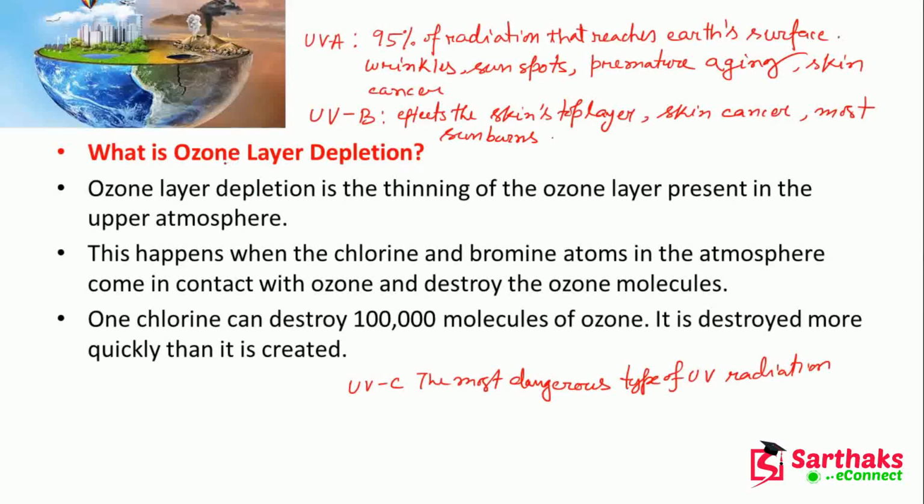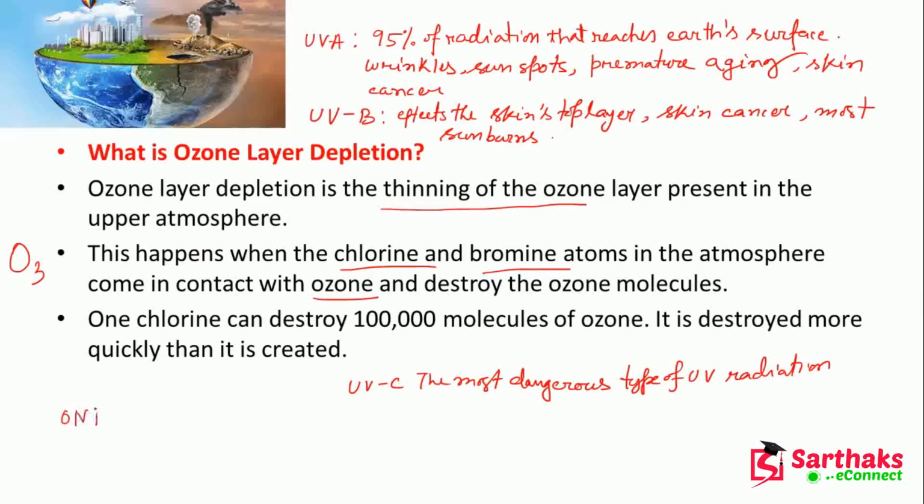Now what is ozone layer depletion? Ozone layer depletion is the thinning of the ozone layer present in the upper atmosphere. This happens due to chlorine. There are different gases responsible for ozone layer depletion, and chlorine and bromine atoms in the atmosphere come in contact with the O3 and destroy the ozone molecules. One chlorine can destroy 1 lakh molecules of ozone. Can you imagine this?